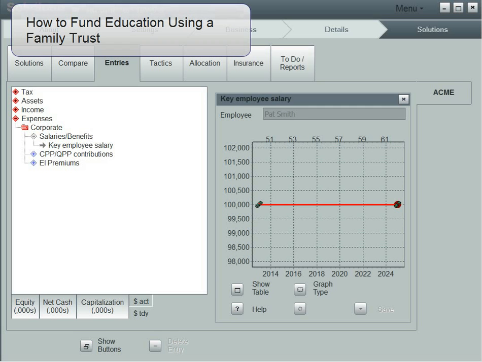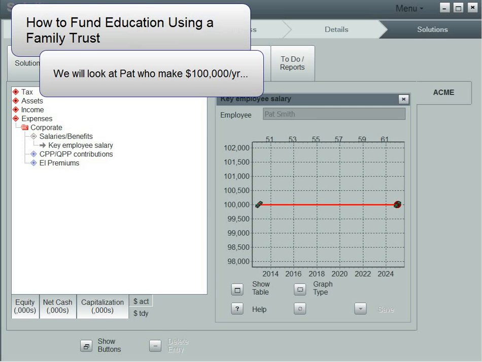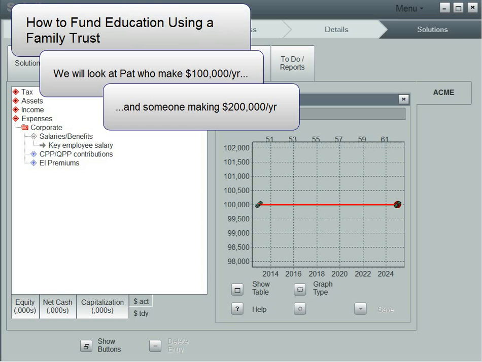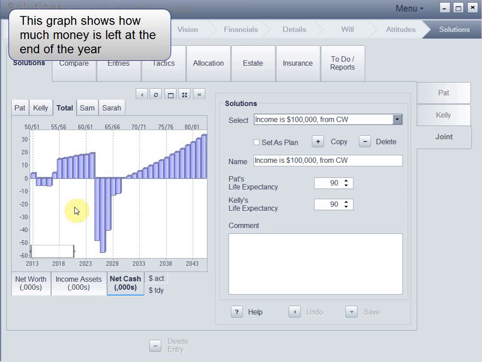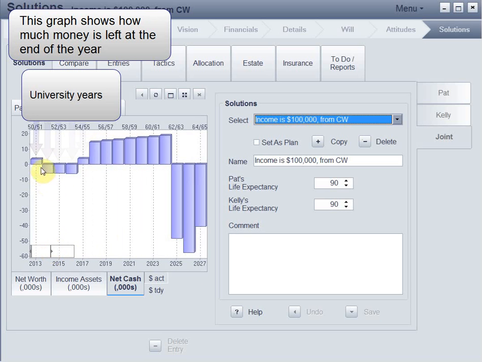In this video segment, we're going to take a look at funding university education with the family trust. So here we've got Acme Corporation set up, and it's paying Pat a salary of $100,000 a year. When we bring that salary into our personal finances, we can see in these first 5 years, where the children are going to school, there's a cash flow deficit.